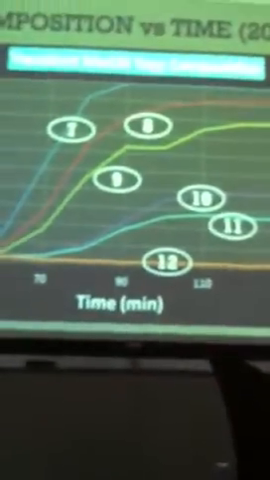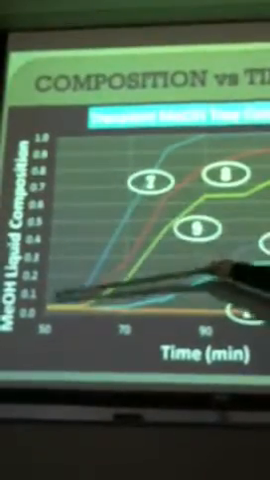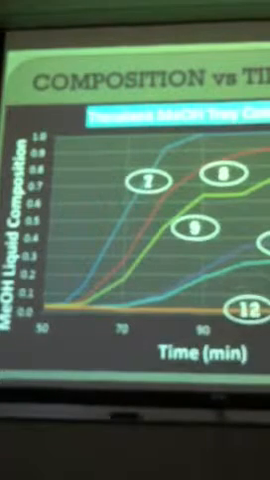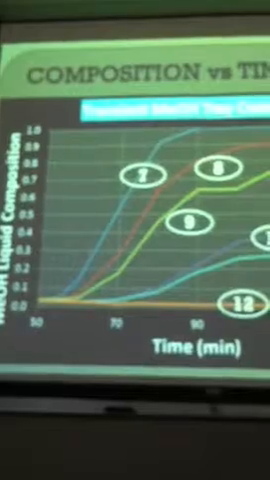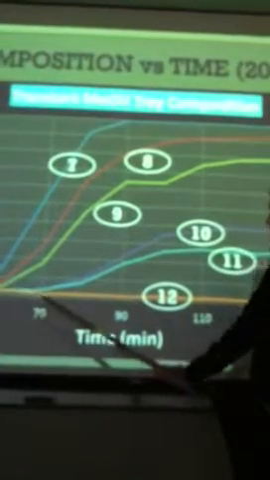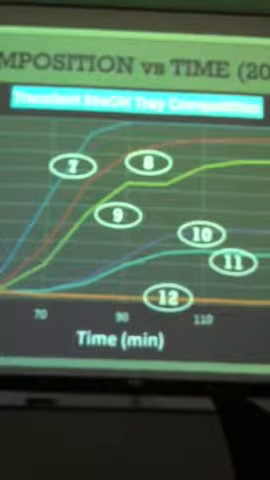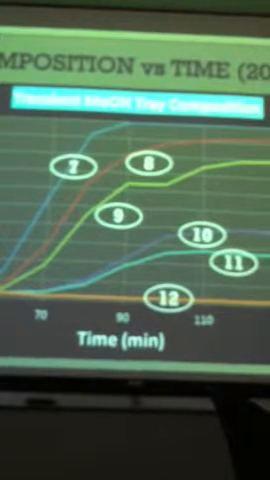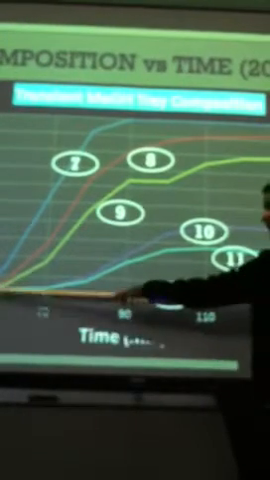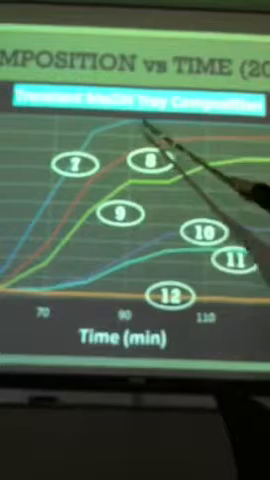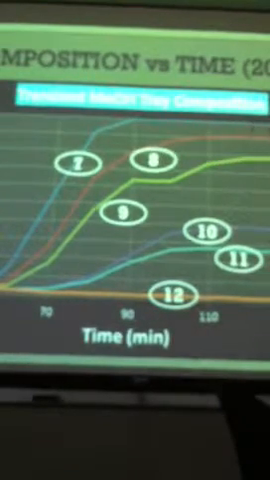So this is composition versus time. This is going to be the mole percent of methanol versus time. And these are tray 12, 11, 10, 9, 8, and 7. So you can see that changes in composition are not instantaneous, they take time. So this is from 55-ish minutes to 90 for tray 7 to reach 100% methanol composition.